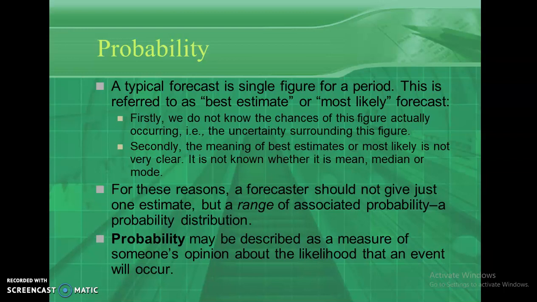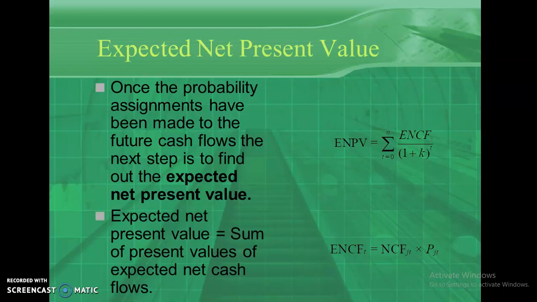That's the way you can calculate the cash flows from the probability assignment. A typical forecast is usually a single figure for a period, but in the probability concept it won't be like this. Best estimate, most likely forecast, will be given. The chance of that event happening will also be given. Then you can work it out. So how can we calculate the expected net present value from the probability assignment? Once the probabilities and future cash flows are given, the expected cash flows in probability are known as expected total cash flows.